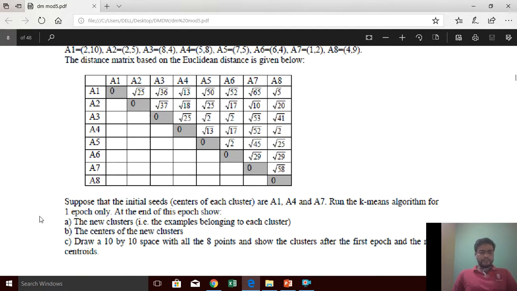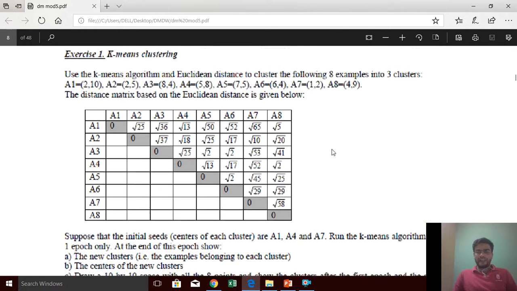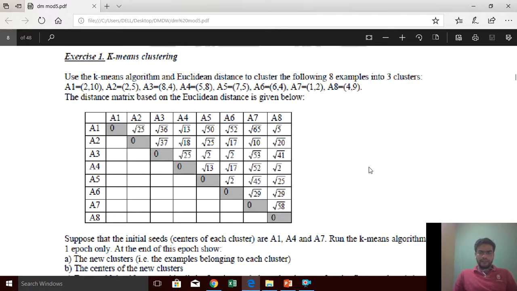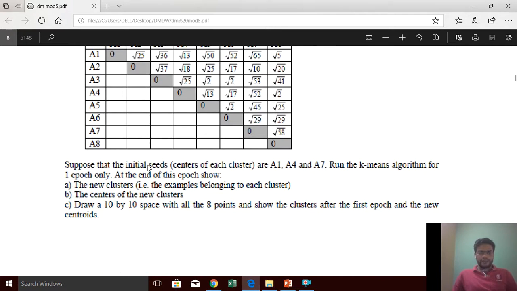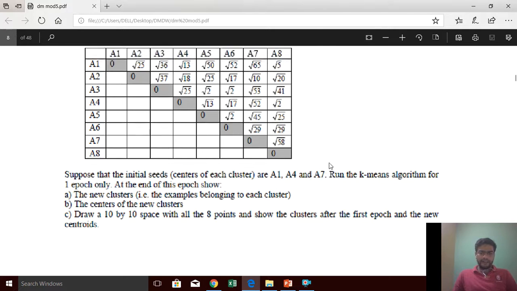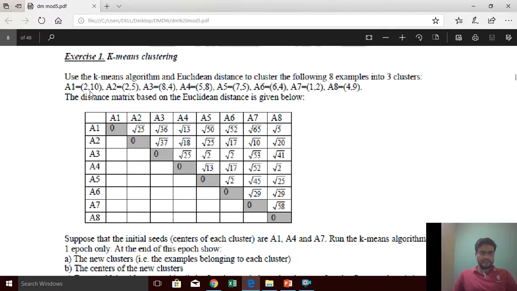So what else is given? The initial seeds, the centers of each cluster, are given. Now we need to form 3 clusters. The initial seeds, the center of each cluster: for the first cluster the center is A1, for the second cluster the center is A4, and the third cluster center is A7. That means for the first cluster the center is 2 comma 10, for the second cluster A4 is the center point, which is 5 comma 8, and for the third cluster A7 equal to 1 comma 2 is the center.